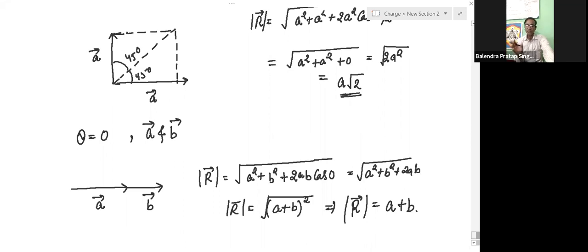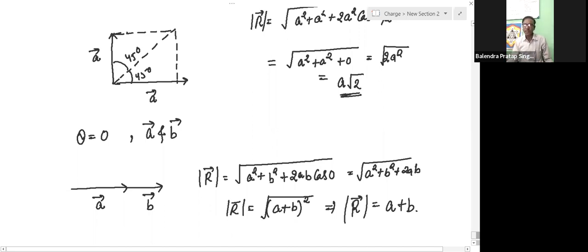So there are two cases which we discussed, which are very important for our next problem and next topic. If two vectors are perpendicular, then the resultant will bisect the angle between these two vectors. And if two vectors are parallel, then the resultant is just the sum of the magnitudes of these two vectors, and the direction is already the same as the direction of a and b.